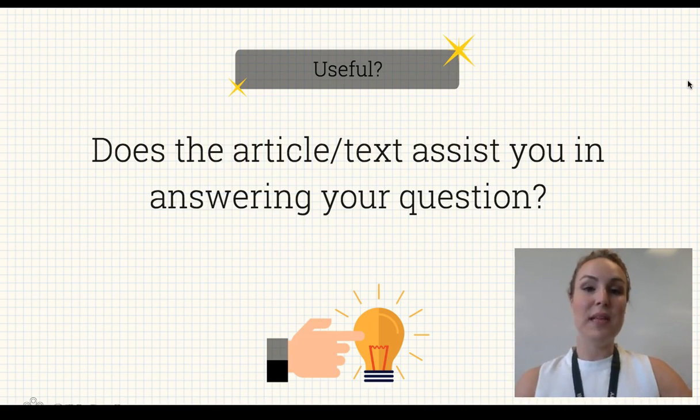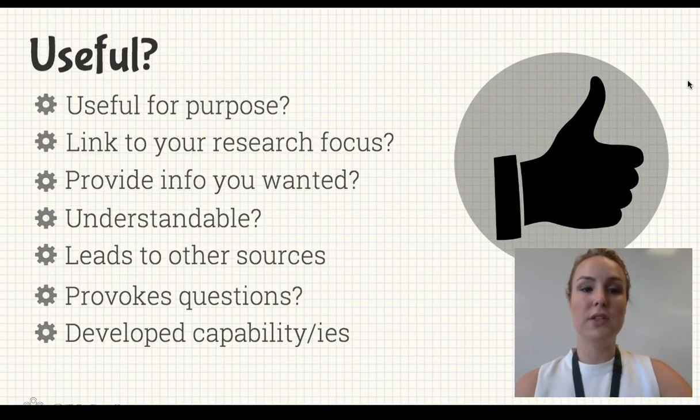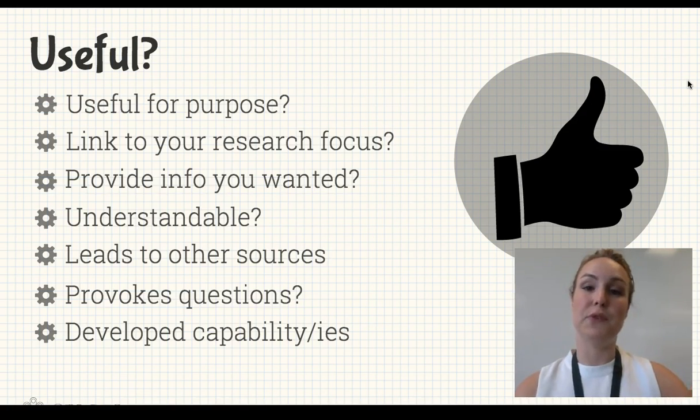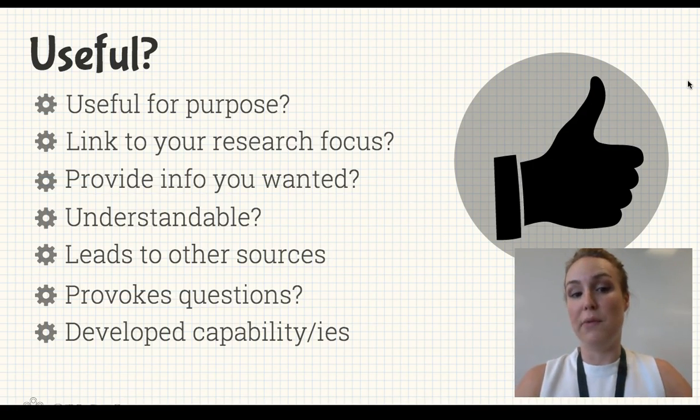So, seems really obvious, but the first thing you should look at when you look at a piece of text is, is it useful to your topic? Does the article or text assist you or help you in answering your research question? So some tools here. Is it useful for your purpose? So the overall purpose of your question, is it helping to answer it? Does it link to your overall focus or topic? Does it give you the information that you went out looking for?